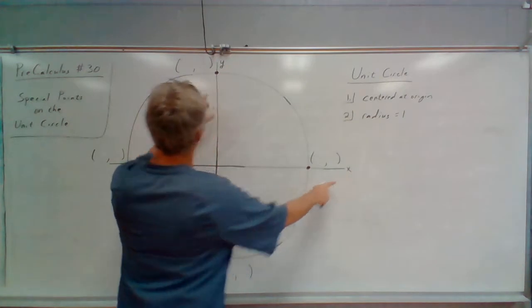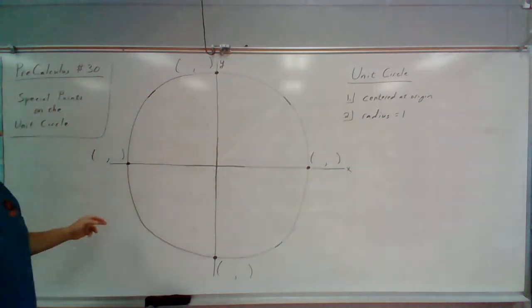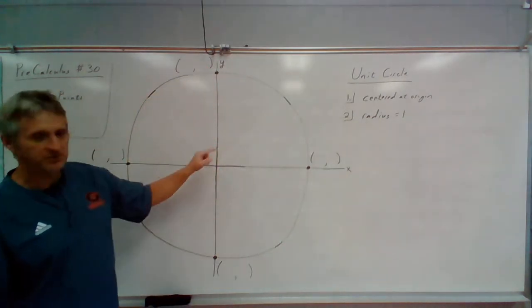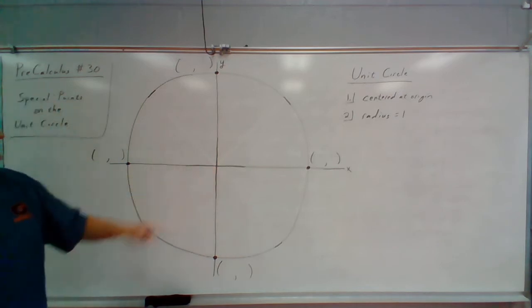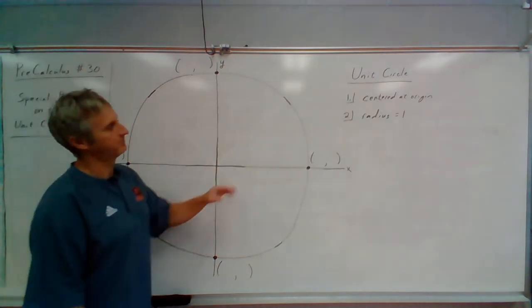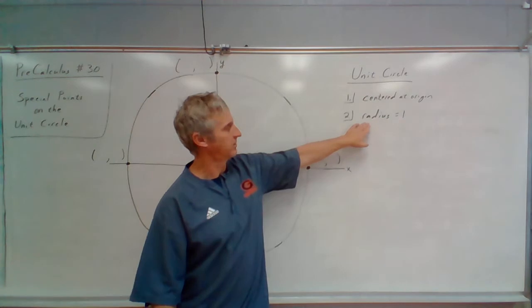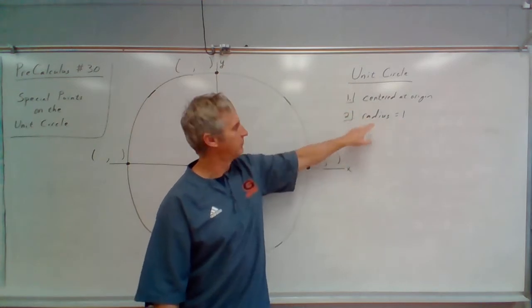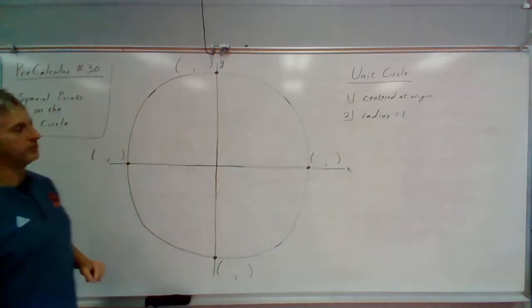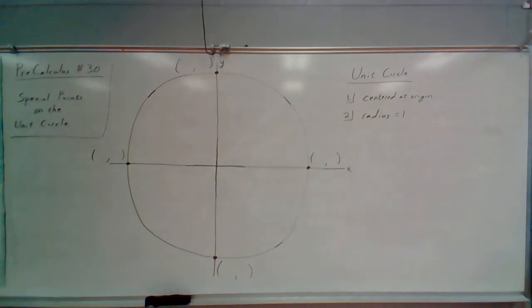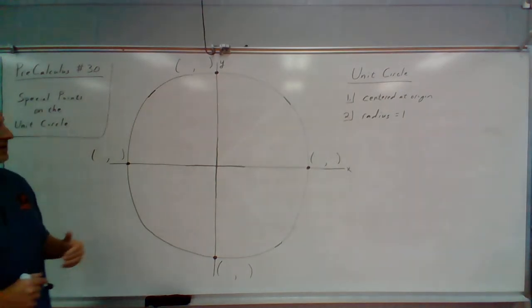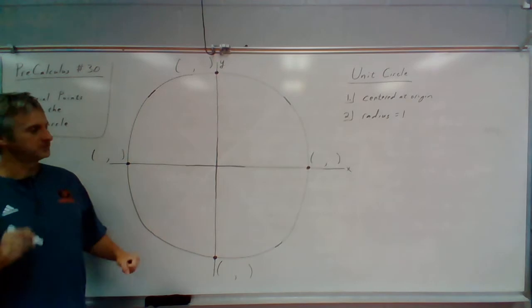Okay, so notice I have the X and Y coordinate plane here. My circle is centered at the origin. So the center of my circle is at the origin of the XY coordinate plane. The radius of a unit circle is 1. That's what unit means, 1. So the radius is 1, and it's centered at the origin. So right off the bat, we can find 4 really simple points.